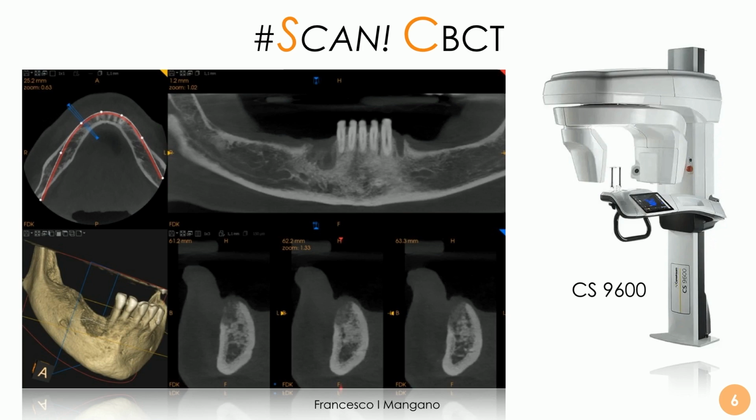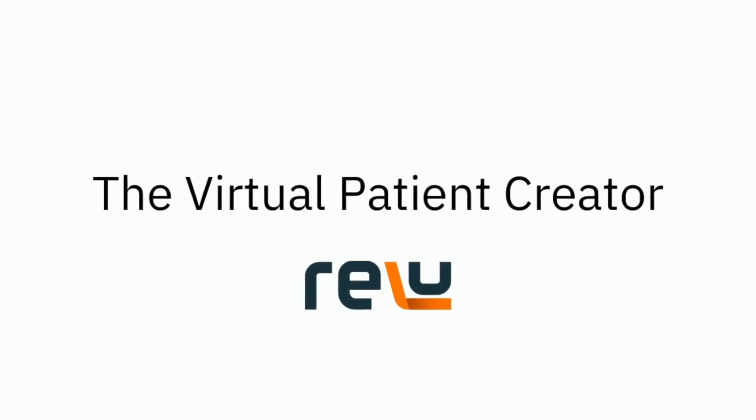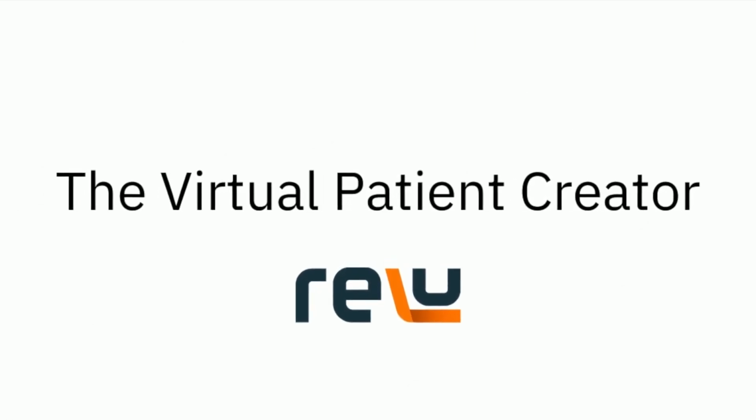But what I want to say is, let's go on and take an intraoral scan of the dentulous arch, in this case master model, antagonist, and the bite if possible, with the CS 3800, and then stop. We don't go to the plan immediately as usual. We use artificial intelligence. How to use it? With the Virtual Patient Creator by Relu.